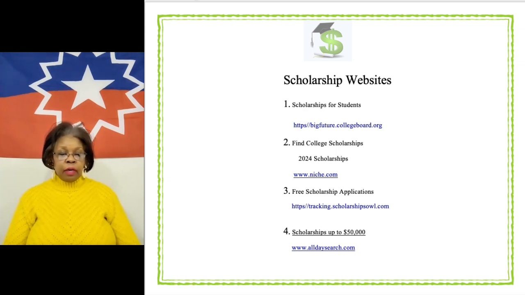I think that you start off with scholarships for students, and you can see the link there. You can jot that down or just bring that up and copy it off of the document, take a look at it. It has some of your easier basic scholarships. And then there's another website called Find College Scholarships for 2024. Very good one. You want to see what's available for you for 2024 if this is your graduating year, so go into that website and see what they've got available for you.